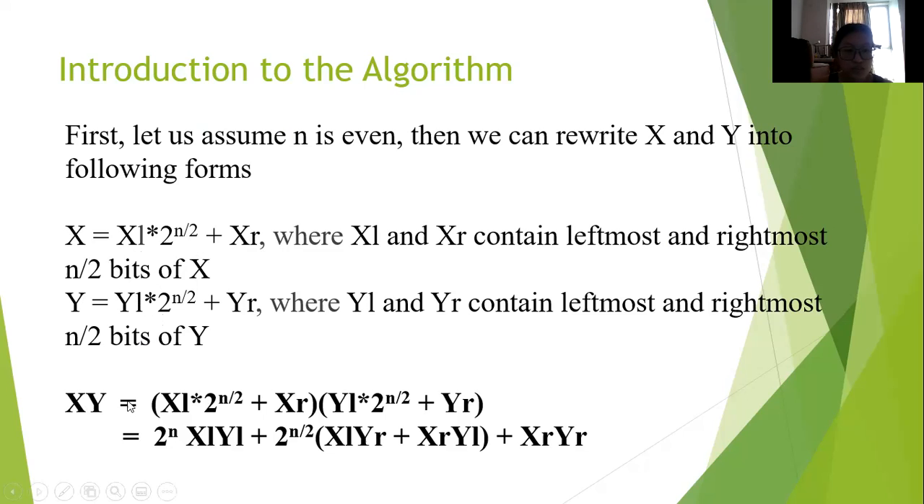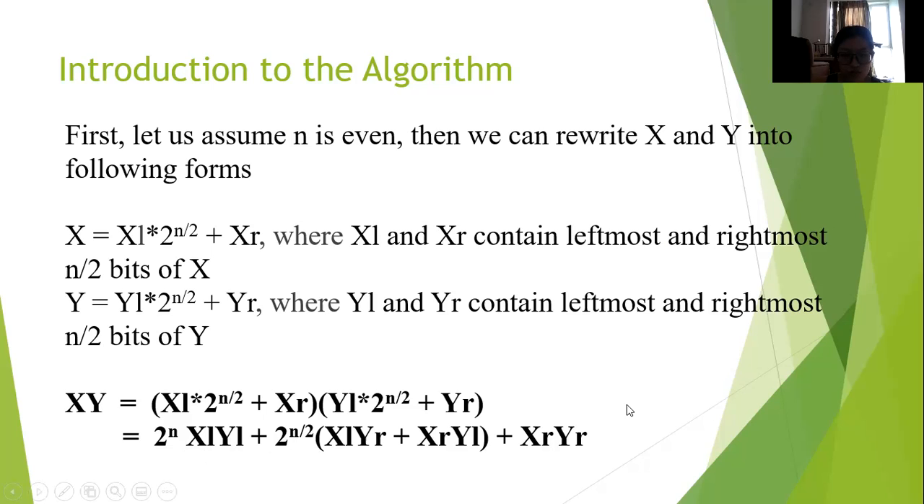So x times y will be equal to the multiplication of the two new forms of the original integers, and then we would have 2 to the power of n times x left times y left plus this big long term plus x right times y right. But this is not enough, because if we observe it more closely, we still have four different multiplications: 1, 2, 3, 4 in this long equation, and each multiplication is between an integer of half the size of x times another integer of half the size of y. If we do a little bit of mathematics, we will realize the time complexity of this equation is still O(n) squared. So there's no improvement from the naive algorithm to this equation.